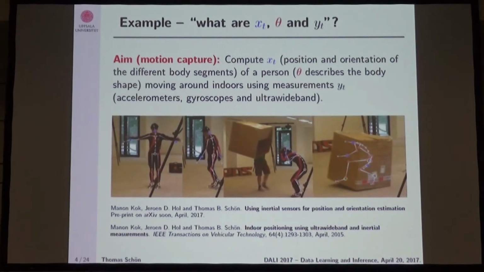Accelerometers and gyroscopes are relative sensors, so they can never measure the absolute position. That's why you have a GPS in your phone, if you have a smartphone. So here we have an indoor GPS-type system based on ultra-wideband to compute that.